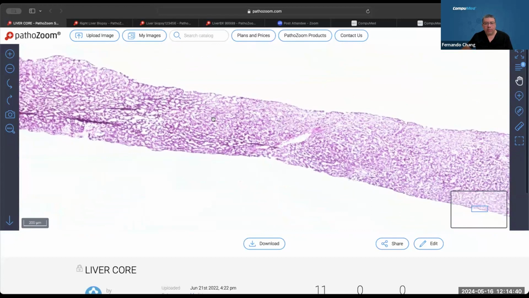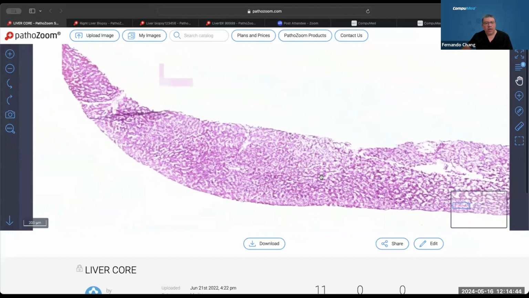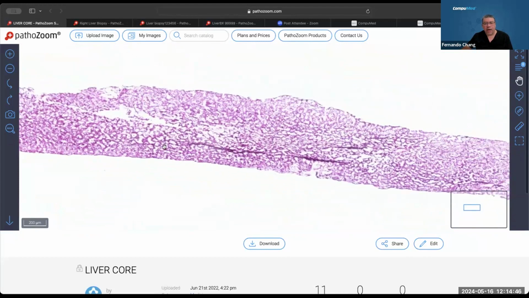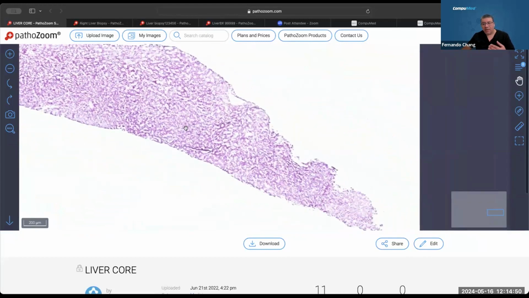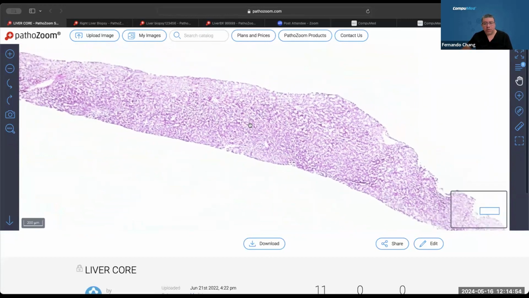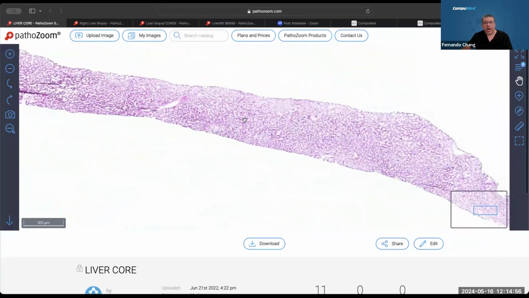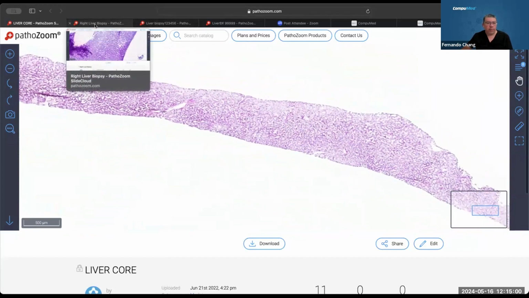Now, if you see that from a bigger view, you can see the staining is quite good. The staining is not bad. The core is completely effaced, and you can see the entire core, which is also good. But again, the freezing artifact in this case is the one that makes it completely unreadable.